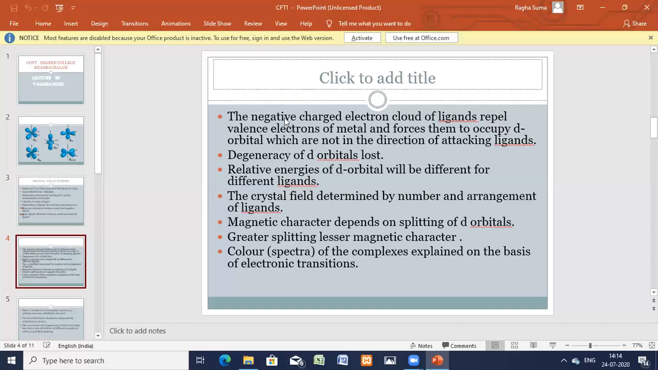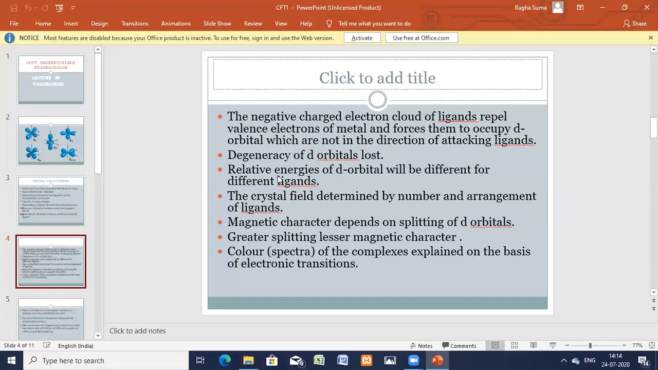Here, the negative electron cloud of the ligand approaches the valence electrons of the metal atom, and the electrons are forced to occupy orbitals which are not in the direction of the ligand.